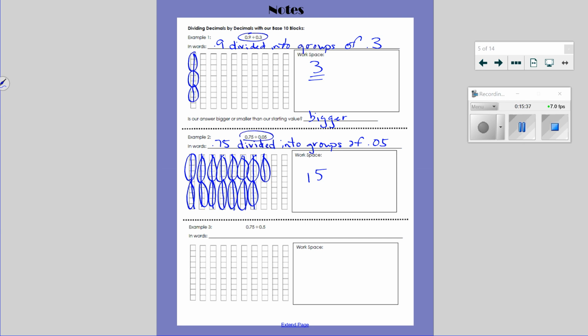Was it bigger or smaller? That one was bigger again, but we didn't ask you the question this time. Okay, now we're going to do one more. Let's look at this one.